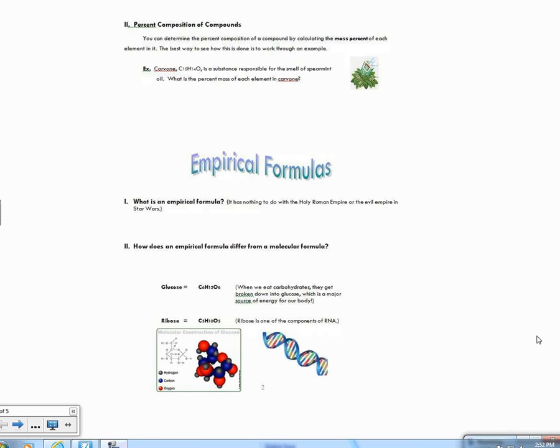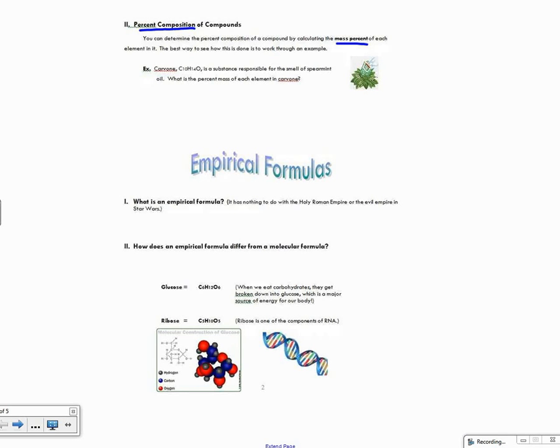So we did the Oreo thing in class today, and really that was just to introduce you to this idea of percent composition, the idea that when you have a whole something, you can figure out how much all the different pieces bring to the whole in terms of mass. So let's take a look at the chemical application of that. It says you can determine the percent composition of a compound by calculating the mass percent of each element in it. The best way to see this done is to work through an example.